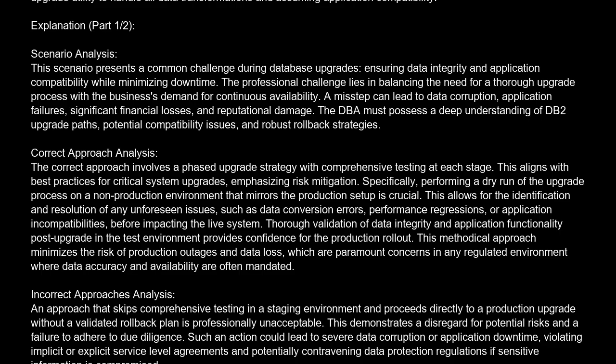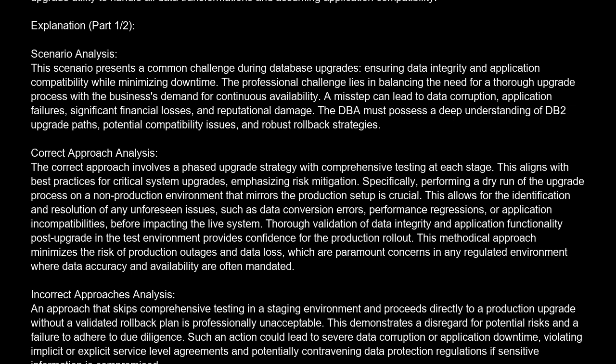Explanation. Scenario analysis. This scenario presents a common challenge during database upgrades: ensuring data integrity and application compatibility while minimizing downtime. The professional challenge lies in balancing the need for a thorough upgrade process with the business's demand for continuous availability. A misstep can lead to data corruption, application failures, significant financial losses, and reputational damage. The DBA must possess a deep understanding of DB2 upgrade paths, potential compatibility issues, and robust rollback strategies.